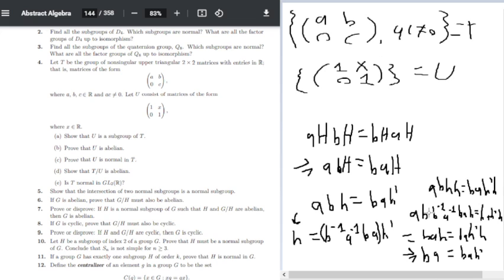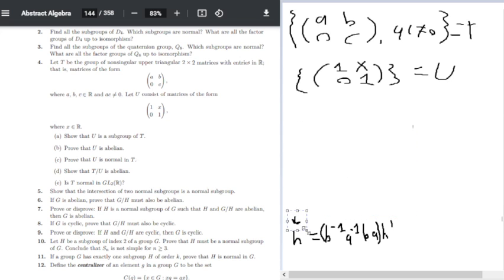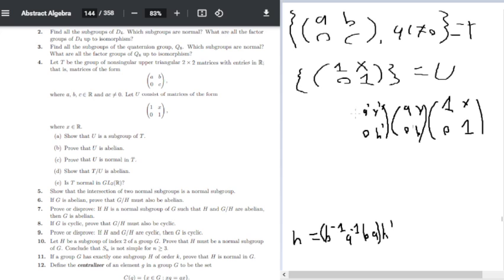No. Because that would only work for the identity. So we do have to do the disgusting commutator operation. Although in this it should be fairly easy to see. Because we're going to have a matrix of the form 1, x, 0, 1 times a, y, 0, b. Then we're going to have a prime, y prime, 0, b prime. Then we're going to have a to the negative 1, was it?